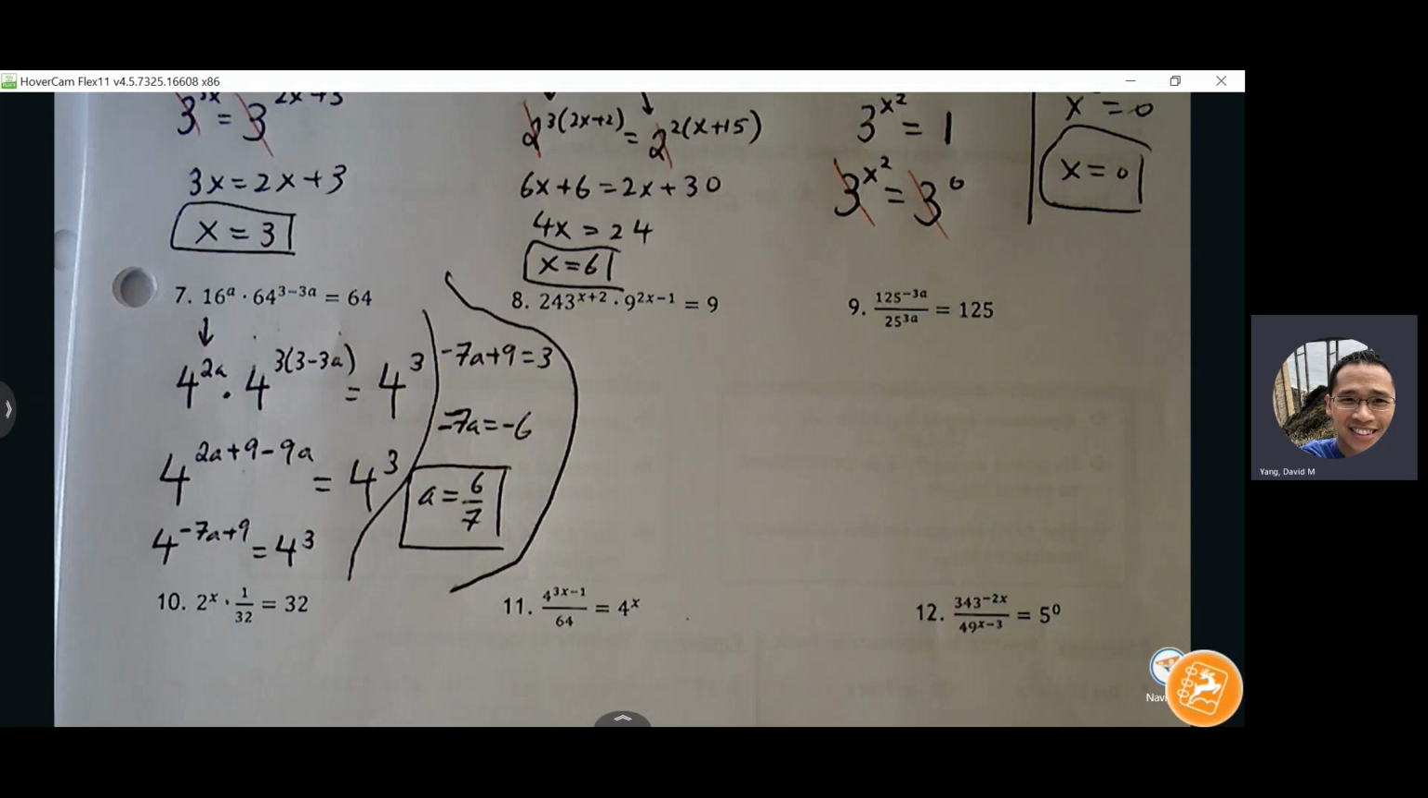Okay, number 8, we want to get that left side cleaned up. So let's bring everything down to base 3. 3 to the 5th power is 243.